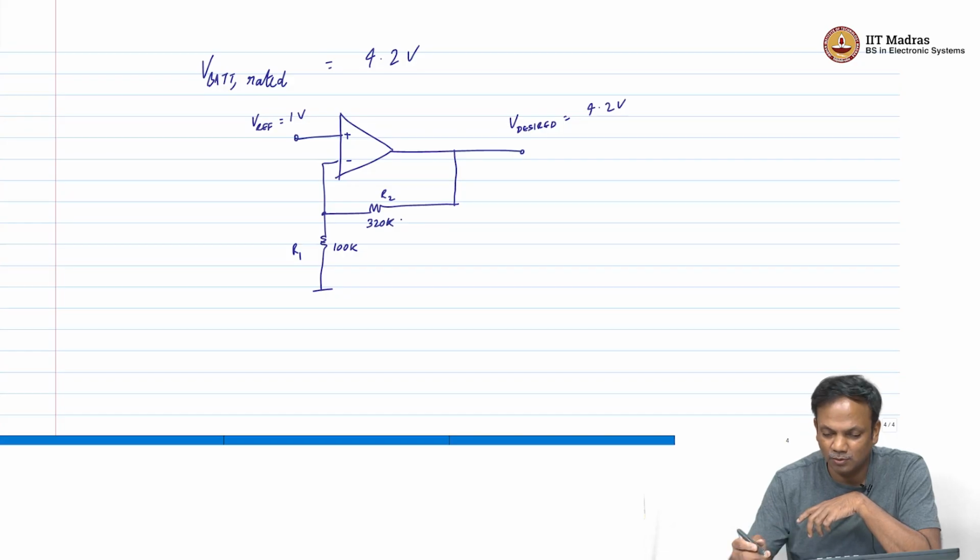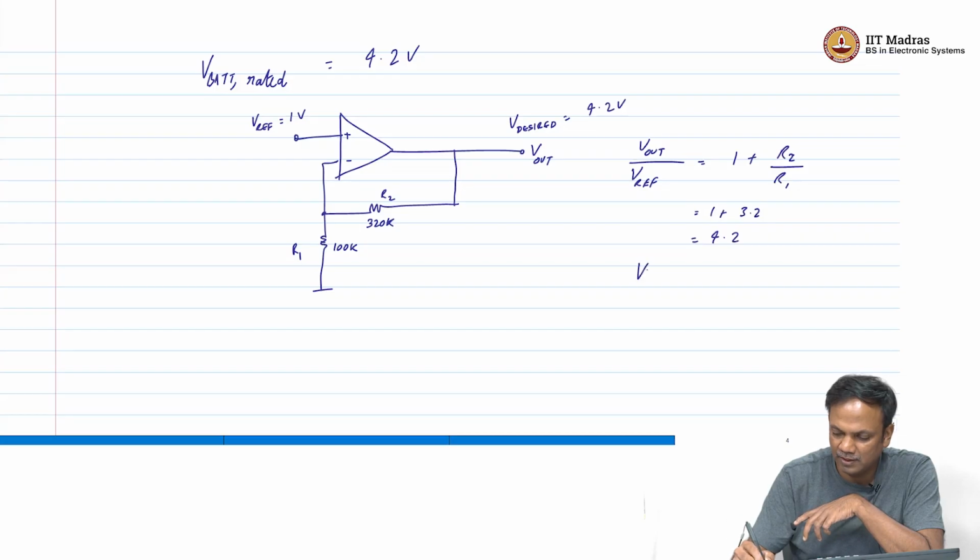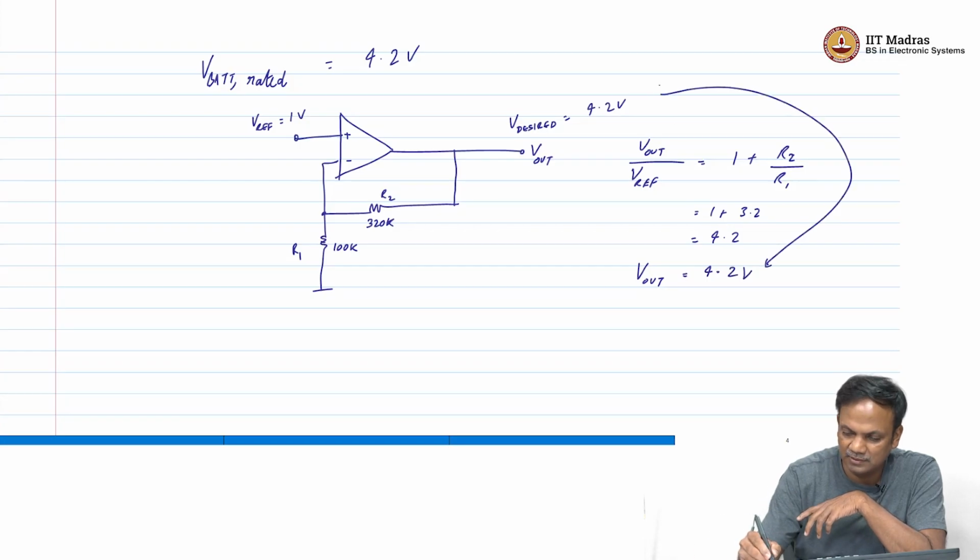So, now the overall gain, we will call this V out. V out by Vref is 1 plus R2 by R1, which is 1 plus 3.2, which is equal to 4.2. So, V out is equal to 4.2 into Vref, which is 4.2 volts. So, it matches with the V design.